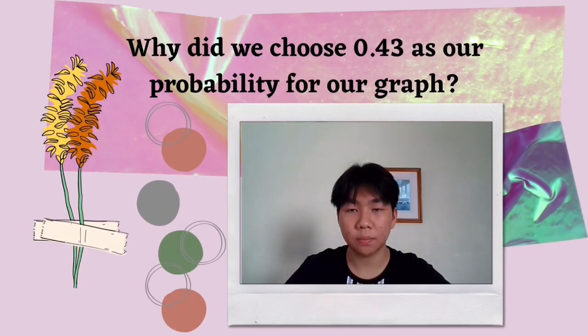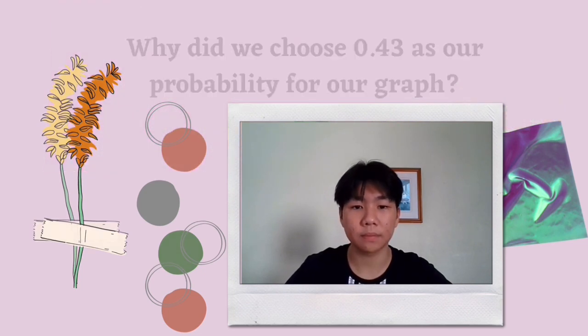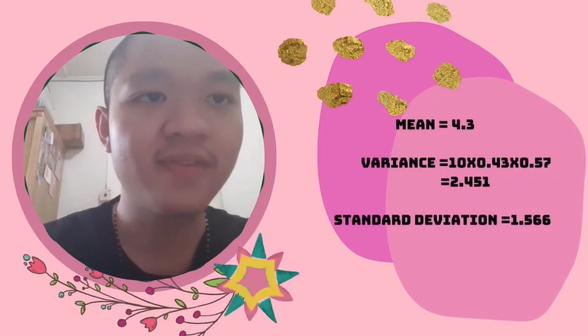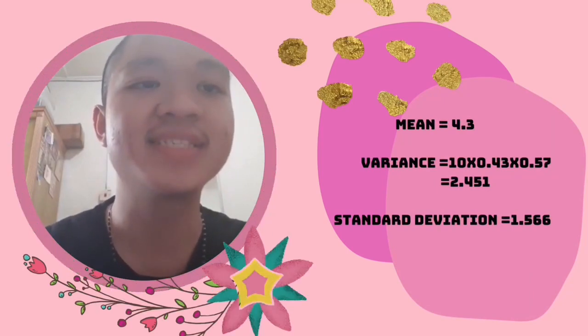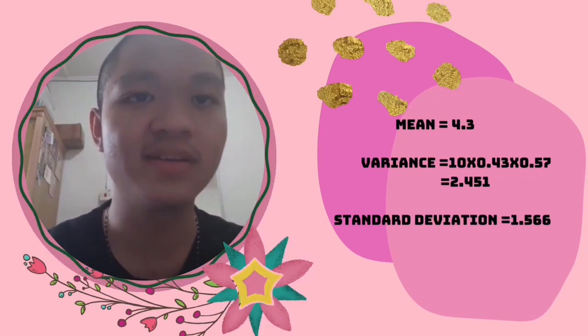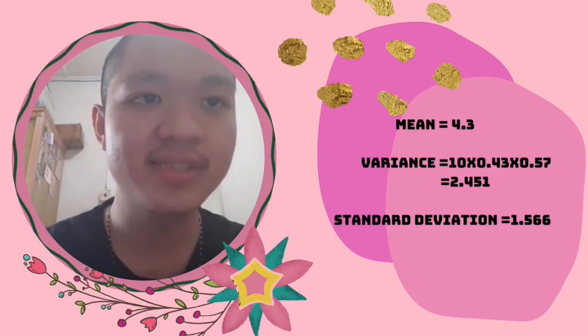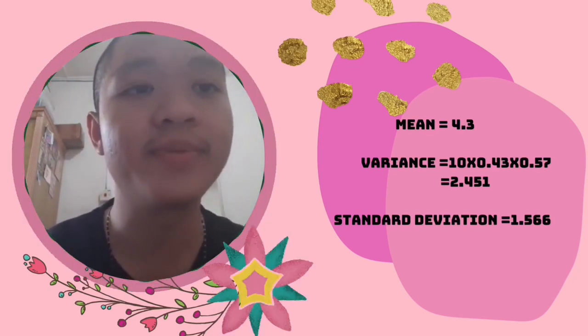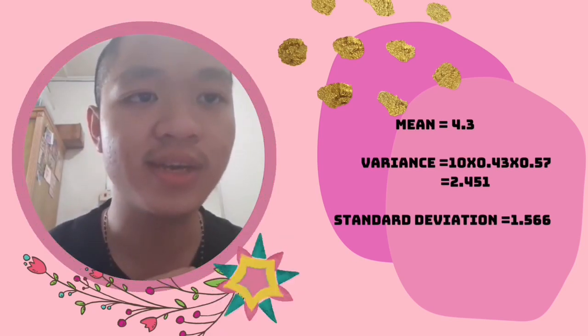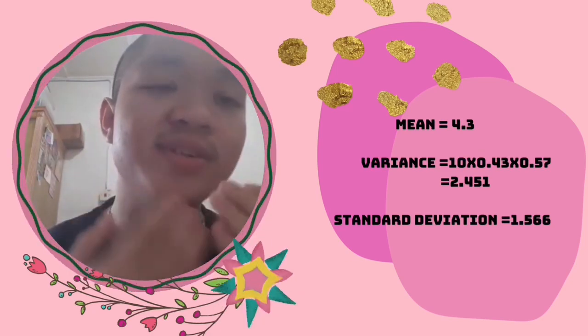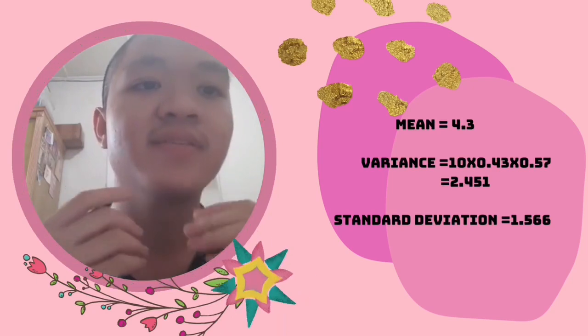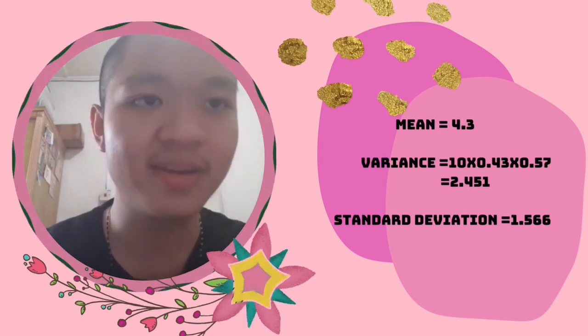We chose 0.43 as our probability for our graph because it is the most consistent in the table we have recorded. So the quantitative values for the DRV are the mean and the standard deviation. The mean is equal to np, the number of trials, 10, multiplied with the probability of success, 0.43. So 10 multiplied with 0.43 will give us 4.3, which is the mean.